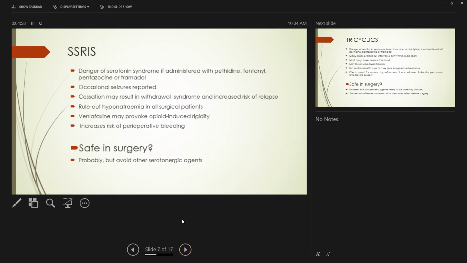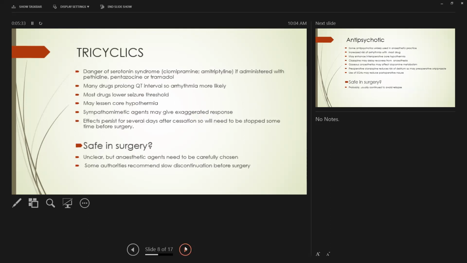Now SSRIs. Danger of serotonin syndrome if administered with pethidine, fentanyl, pentazocine, or tramadol. Occasional seizures reported. Sudden discontinuation may result in withdrawal syndrome and increased risk of relapse. Rule out hyponatremia in all surgical patients. Venlafaxine may provoke opioid-induced rigidity. Increased risk of perioperative bleeding, probably continue, but avoid other serotonergic drugs in surgery.